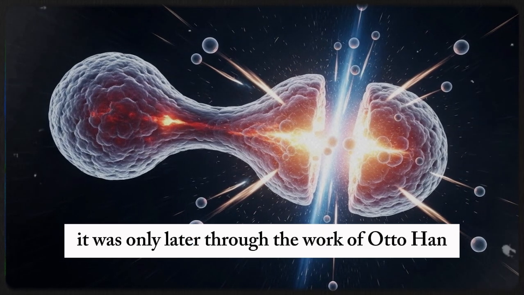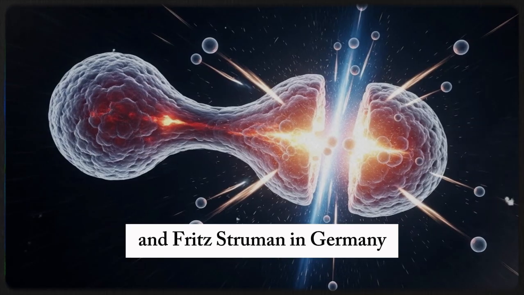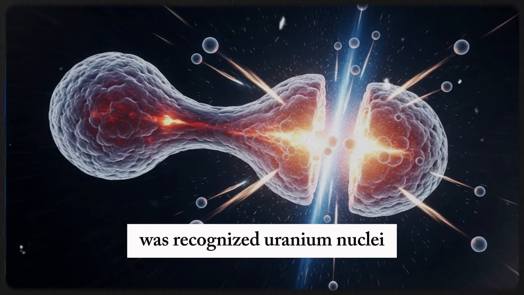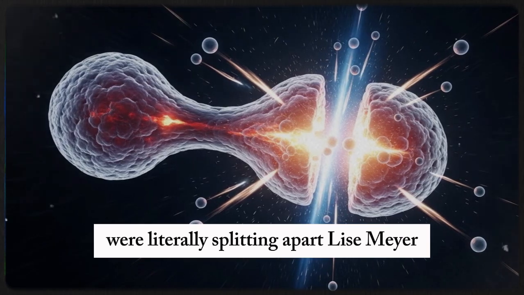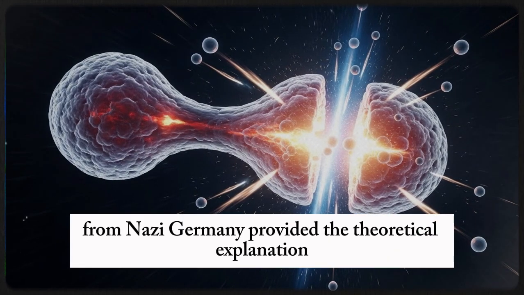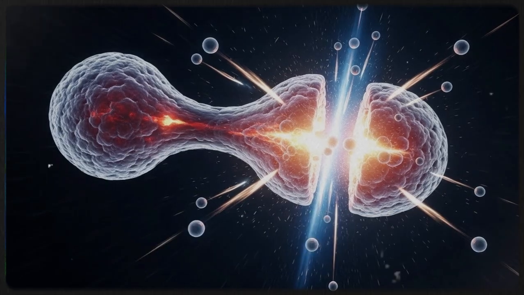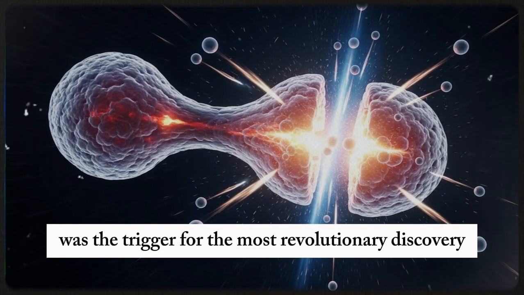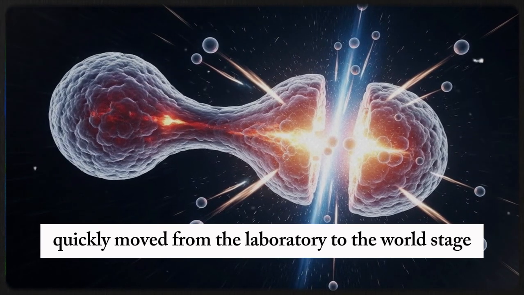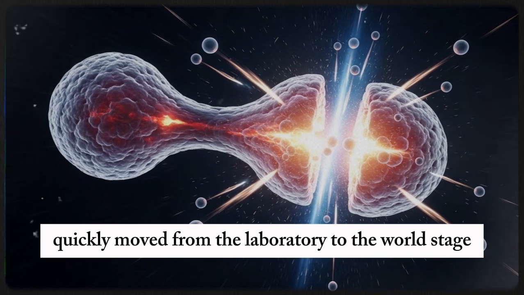It was only later, through the work of Otto Hahn and Fritz Strassmann in Germany, that the phenomenon of fission was recognized. Uranium nuclei were literally splitting apart. Lise Meitner and her nephew Otto Frisch, exiled from Nazi Germany, provided the theoretical explanation, showing that the neutron was the trigger for the most revolutionary discovery in modern physics. The potential of neutrons in fission quickly moved from the laboratory to the world stage.